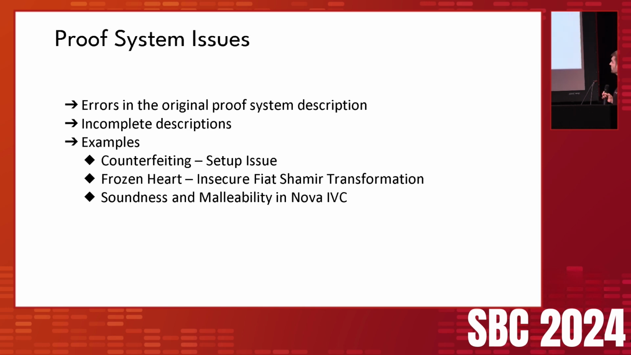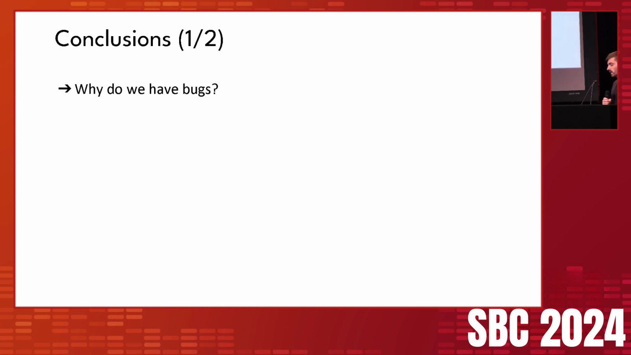So finally, we also identified that there are some more theoretical attacks and vulnerabilities, and the main root cause is either that there are errors in the original proof system descriptions, or that there are some incomplete descriptions. So it's up to the developer how they will implement a specific SNARK, and the developer then might introduce some vulnerabilities. So, in conclusion, why do we have bugs in SNARKs?